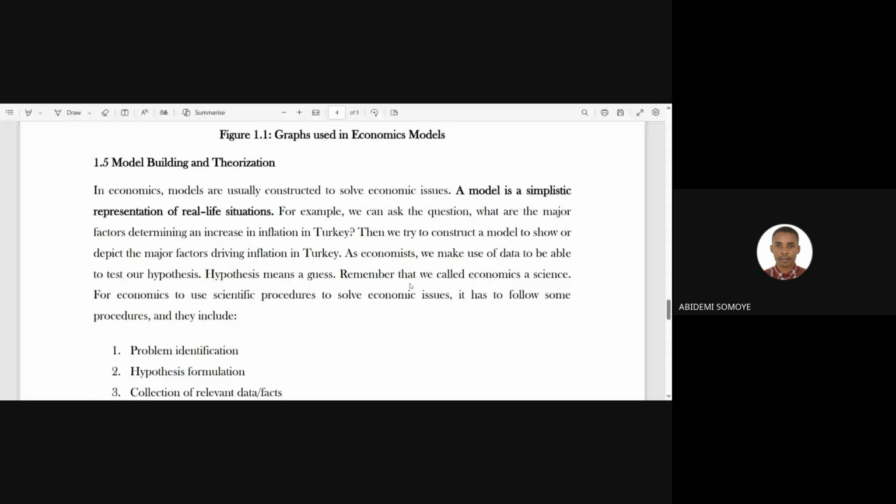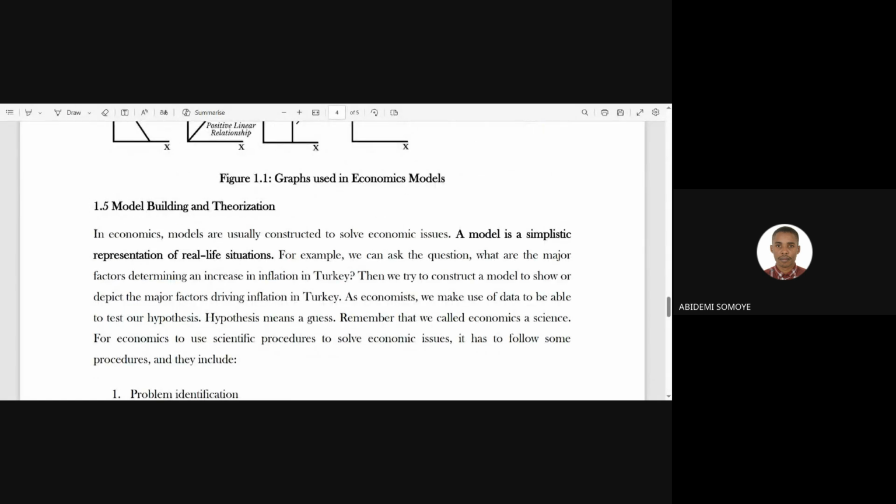So, lastly, we'll take a look at model building and theorization. I talked about this very briefly, I think in macro. What does model building mean? What does a model mean? In economics, models are usually constructed to solve economic issues. A model is a simplistic representation of real life situations. For example, we can ask the question, what are the major factors determining an increase in inflation in Turkey? Then we try to construct a model to depict the major factors driving inflation in Turkey.